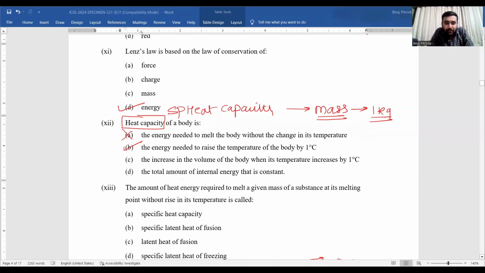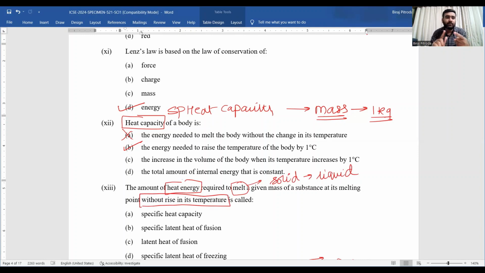Okay, let us take the 13th one. The 13th question is, the amount of heat energy required to melt a given mass of substance at its melting point without its rise in temperature is called. Point 1, the heat energy required to melt. Now when it comes to melting, obviously solid is going to get converted into liquid. And students, at the same time, there is no rise in temperature, which means the temperature is constant.